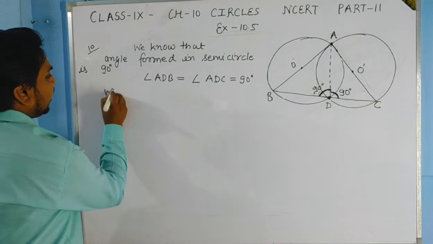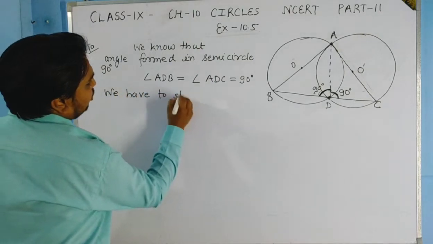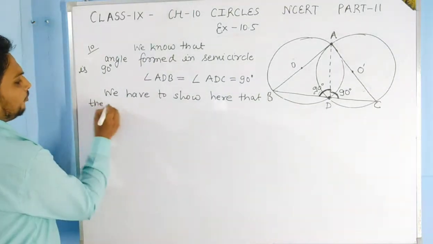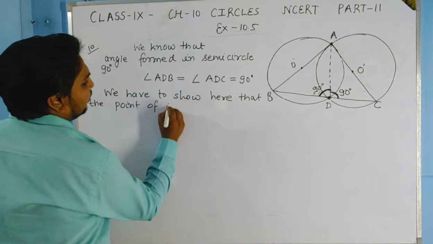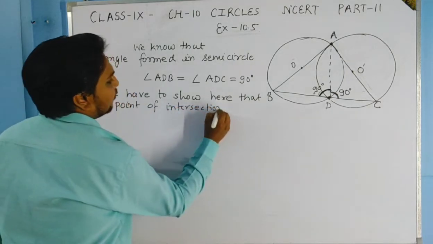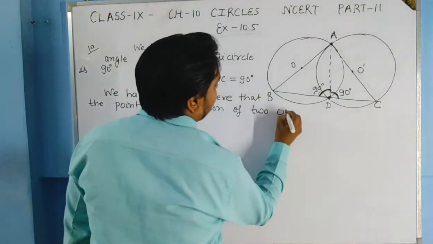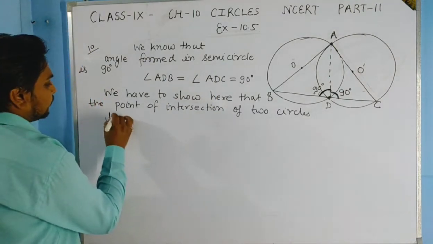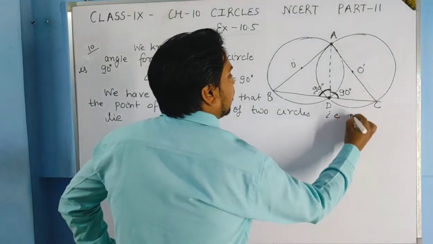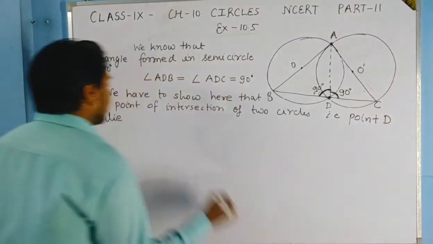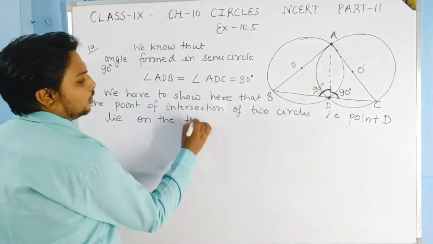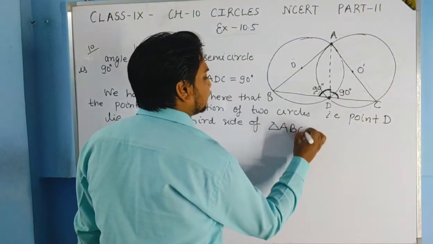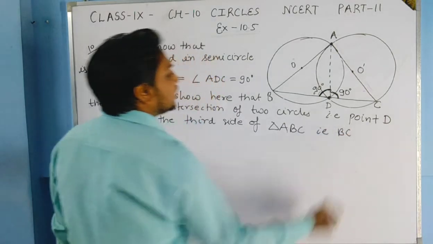Now students, we have to show here that the point of intersection of two circles, that is point D, lies on the third side of triangle ABC. Okay, that is BC. This we have to show.